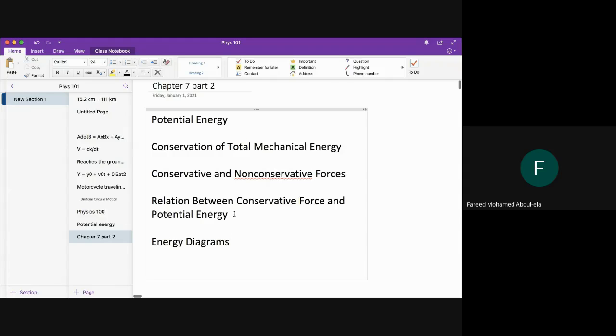And then finally, we're going to see that we can apply some of these ideas so that we can sometimes get some insight without having to do a calculation, but by looking at a picture. Energy diagrams.